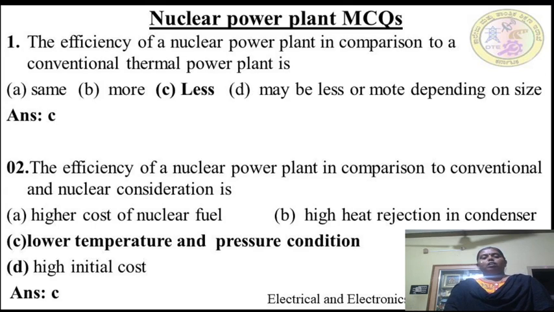Second one, the efficiency of a nuclear power plant in comparison to the conventional and nuclear consideration is: A higher cost of nuclear fuel, B high heat rejection in condenser, C lower temperature and pressure condition, D high initial cost. The answer is C, that is lower temperature and pressure condition.